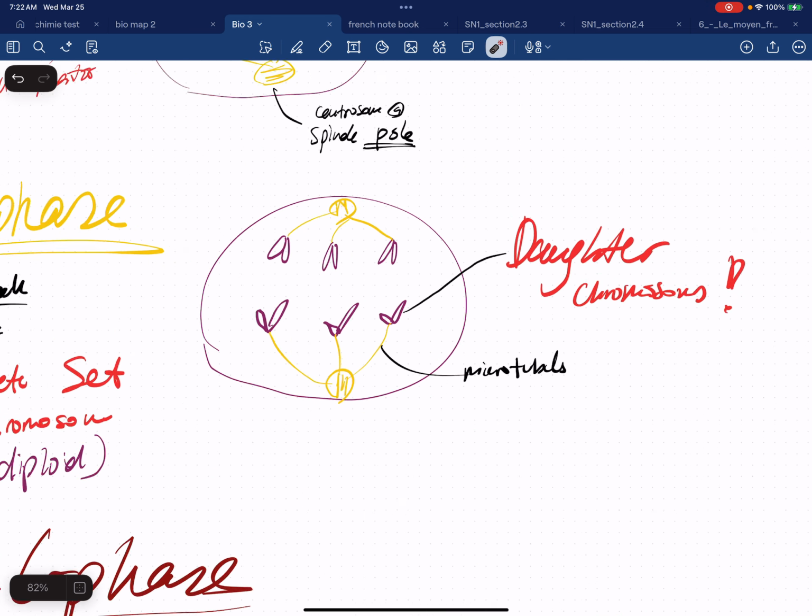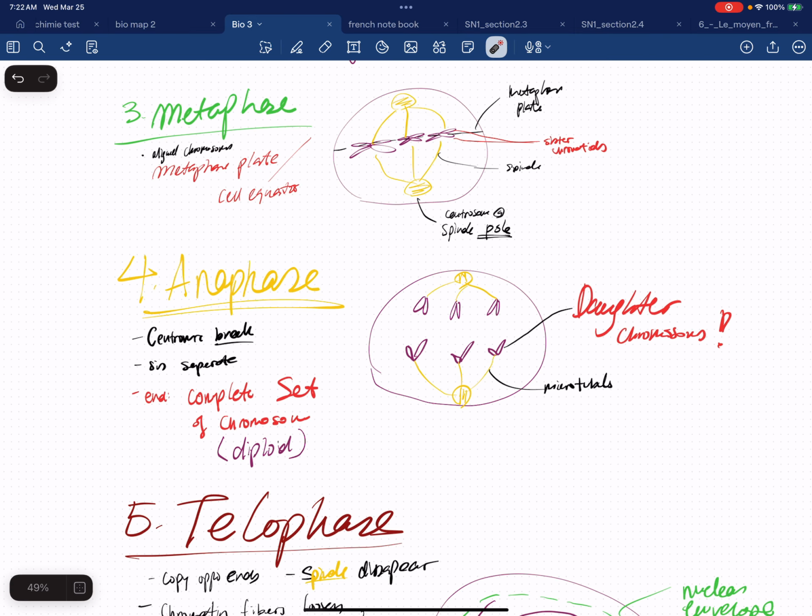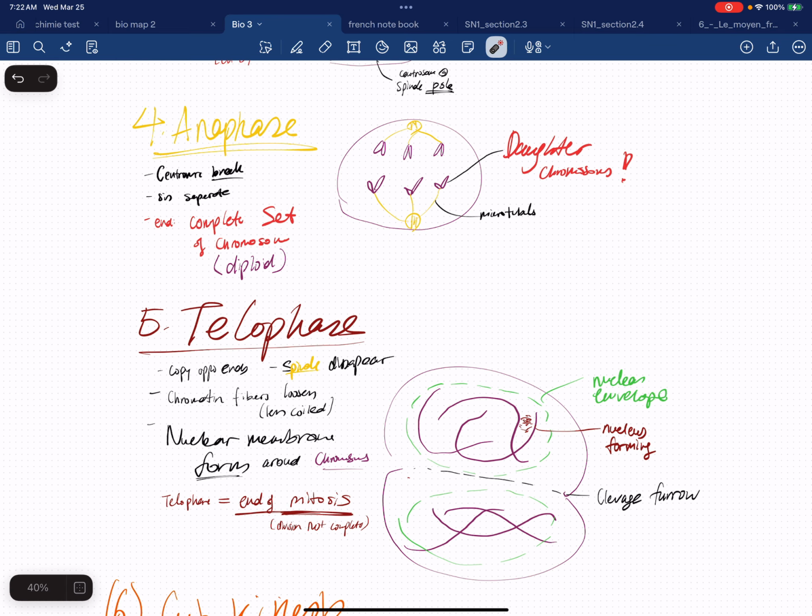So very important: when they separate, they are called daughter chromosomes. Daughter chromosomes after they separate at the anaphase of mitosis.